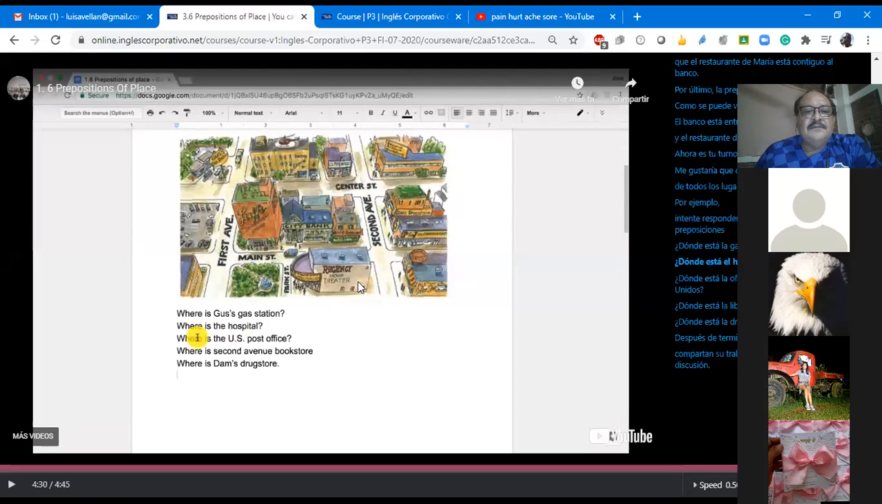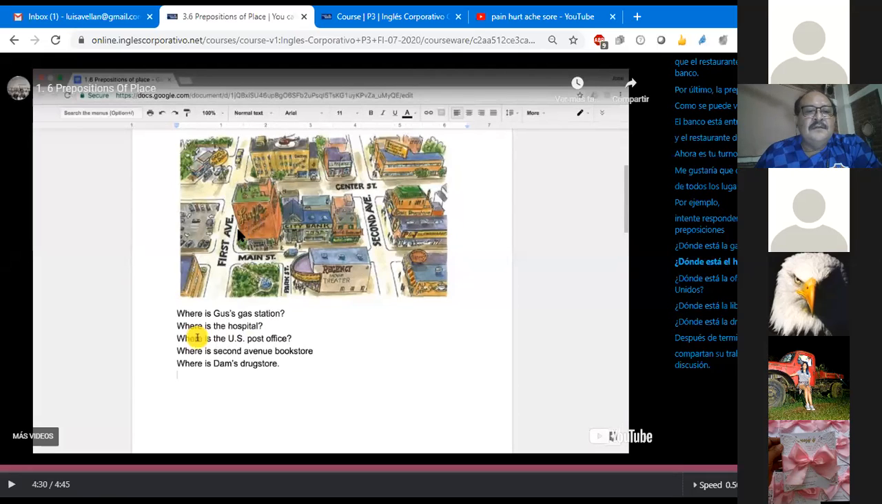The hospital is on the corner of First Avenue and Center Street, donde está el helicóptero. It's across from the gas station. Si dan cuenta aquí, estamos dando referencias, right? Reference. Okay, reference.